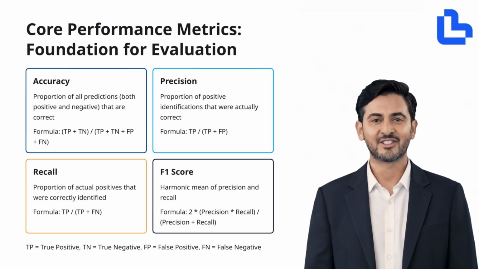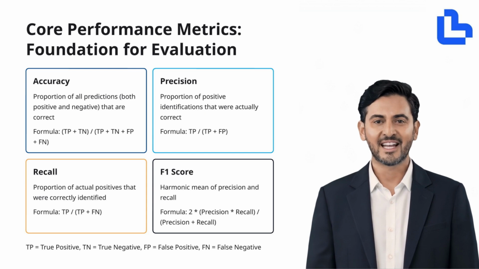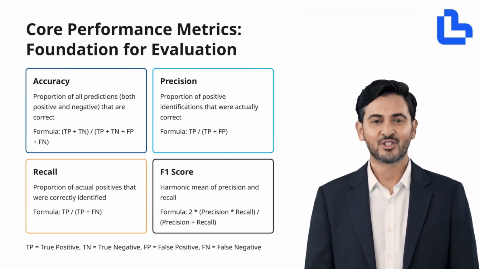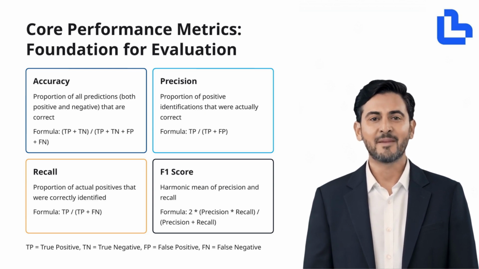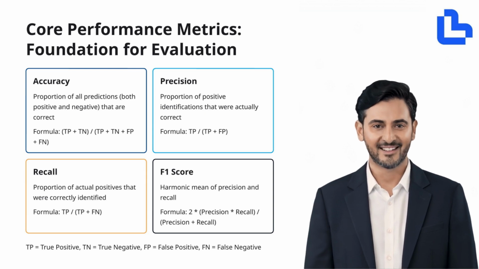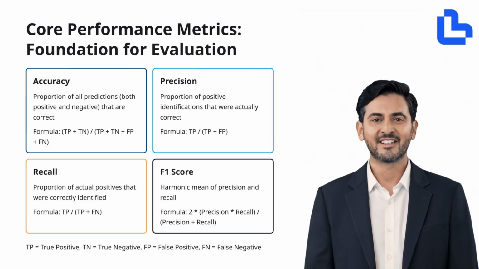It's calculated using the formula shown, where TP stands for true positives, TN for true negatives, FP for false positives, and FN for false negatives. Accuracy is intuitive and useful, but it can be misleading in cases of class imbalance. Next, we have precision, which tells us how many of the predicted positive cases were actually correct.